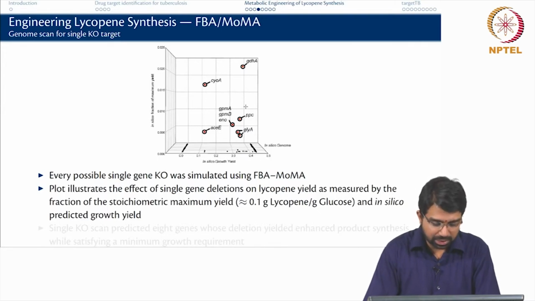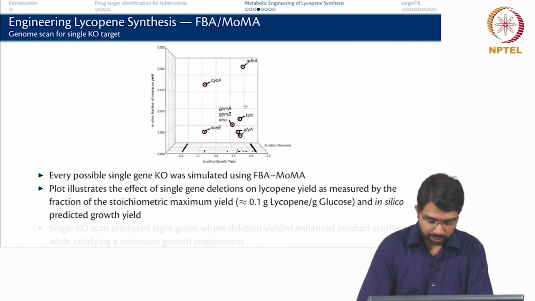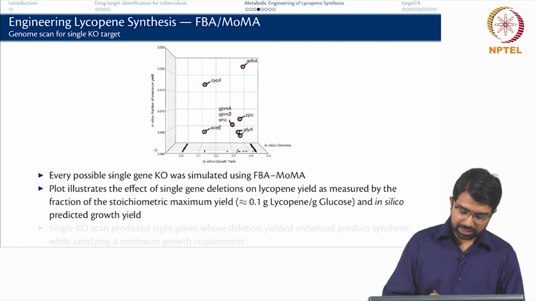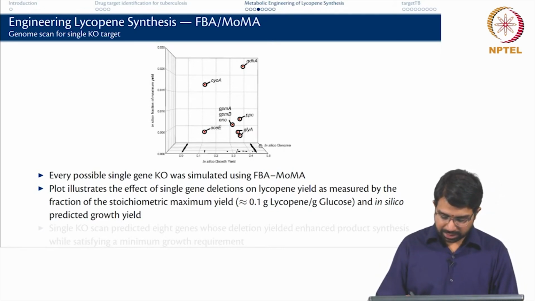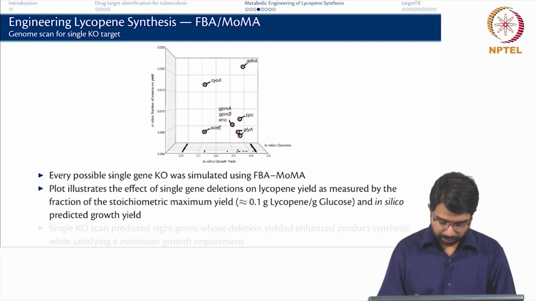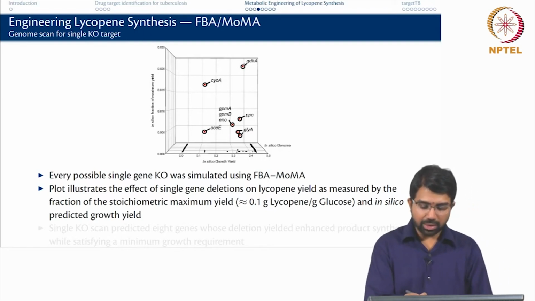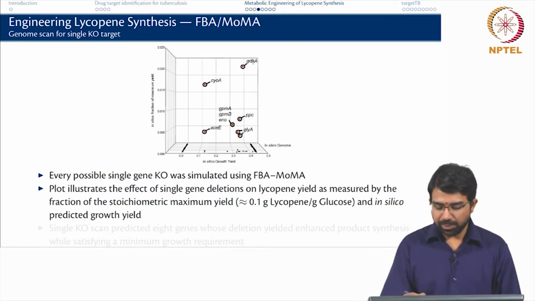The plot illustrates the effect of single gene deletions. The y axis is the in silico fraction of maximum yield and the x axis is in silico growth rate. You see that sometimes growth is very high, sometimes lycopene is high. Here growth and lycopene are low. Here both growth and lycopene are reasonably high. So, GDHA is a good knockout.